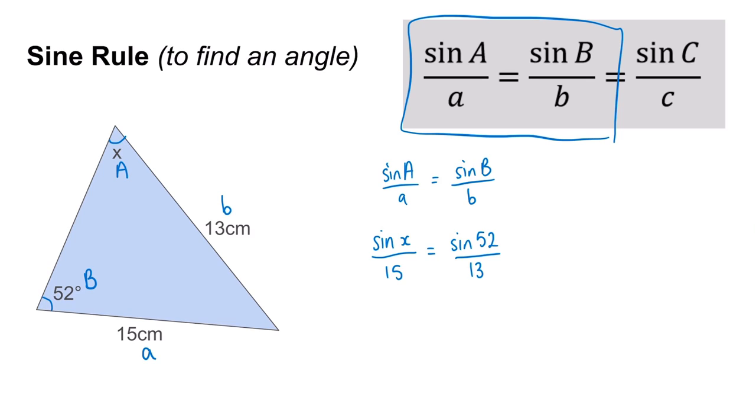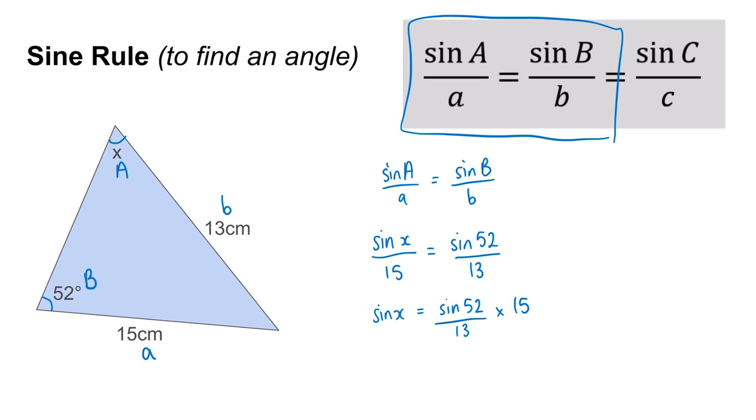Now just a few steps here to isolate that x and get that on its own. At the moment, it has this divide 15 on the bottom, so to get rid of that, the opposite of divide 15 is timesing by 15. So I've still got sine of x on this side, but that 15 is going to appear over here as a times 15. To get rid of the divide 15, I times by 15.